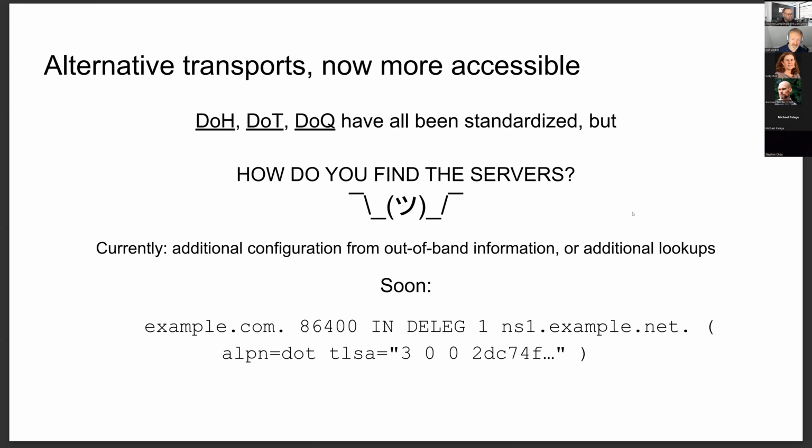So this is the idea of how to maybe use DELEG to tell that the server for this domain is using DoT, and here's the key material that you can validate the connection from. Currently, none of this is possible. We know that some people do out-of-band stuff, but that's not possible within regular DNS, other than probing, which again has no authentication.